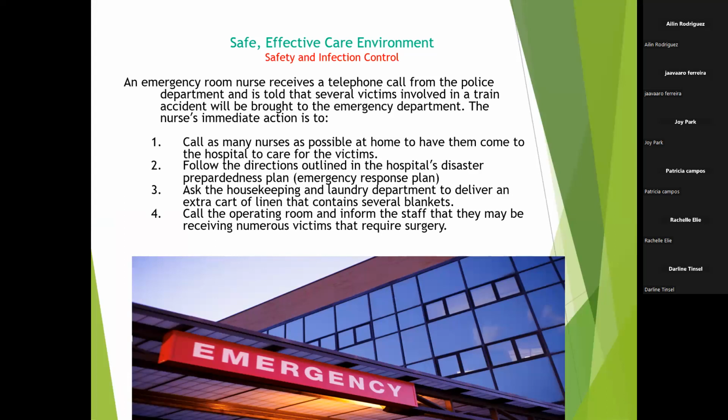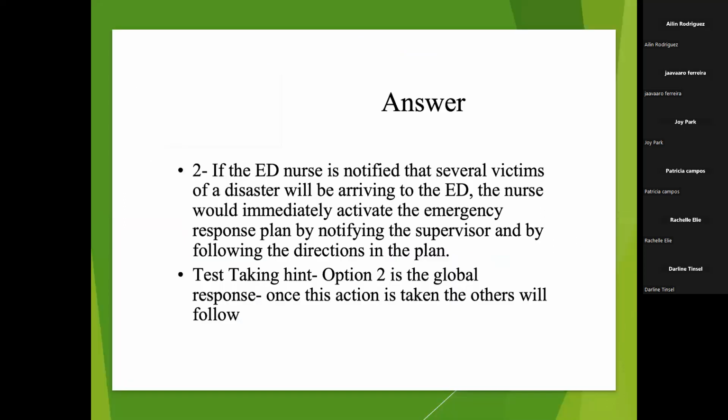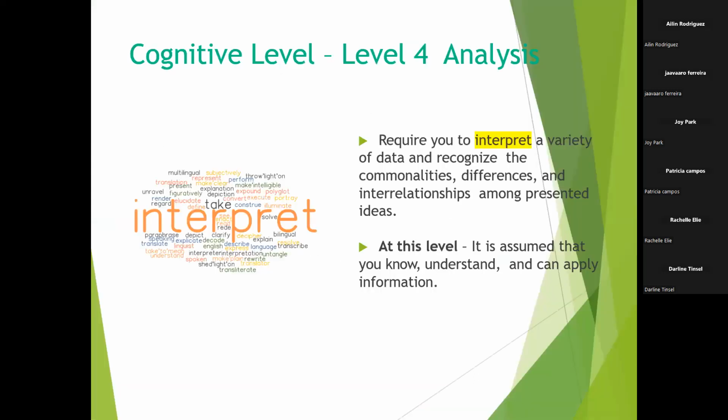Every hospital will have an emergency response plan. Kitchen knows what to do. Housekeeping knows what to do. OR knows what to do. Nursing, every nursing floor and department knows what to do. So again, this is a good example of a global response. One answer does all of the rest. We love these types of questions. And so again, level 4 questions require you to interpret a lot of information. So these are the ones that we strive to always get right.